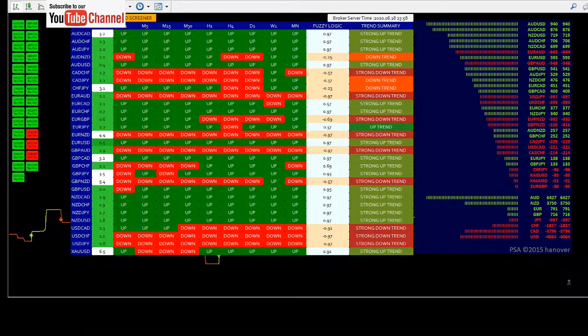GA, let's take a look at GA. GA is in a small consolidation box. Nothing much. These are the pairs that I would look at the least, because they are too volatile.